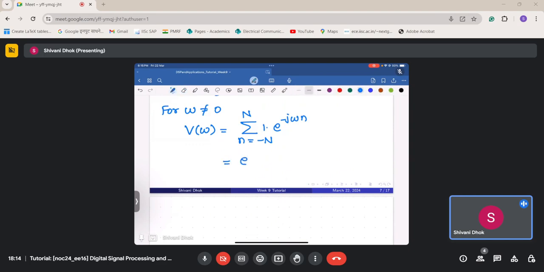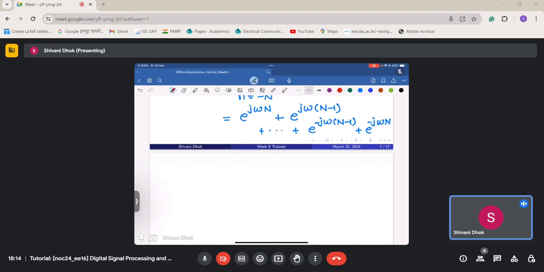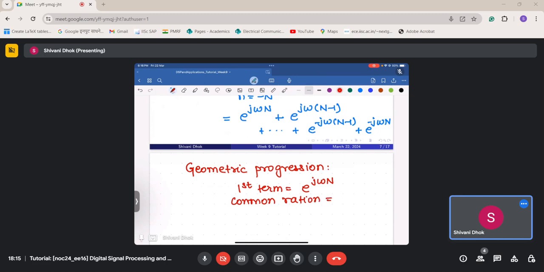So this I can write as e power j omega N plus e power j omega (N minus 1), and so on, till e power minus j omega (N minus 1) plus e power minus j omega N. Okay, so this series is a geometric progression with first term e power j omega N, and common ratio e power minus j omega.